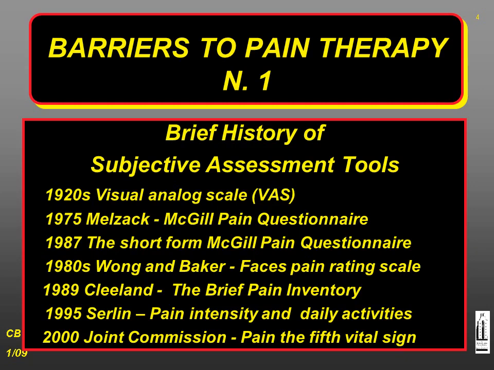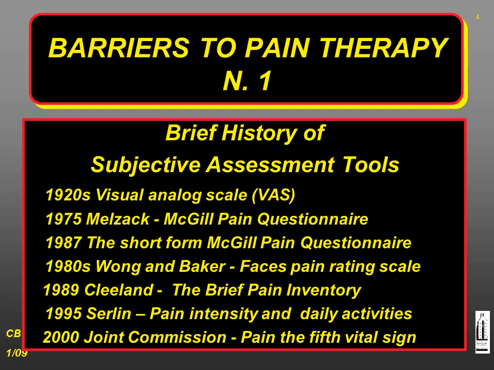The line is used most often horizontally, but it can also be used vertically. The patient is asked to mark on the line the intensity of the pain in relation to the two end points. The distance between no pain to the marked point is measured in centimeters, and the corresponding number is interpreted to represent the intensity of the pain.